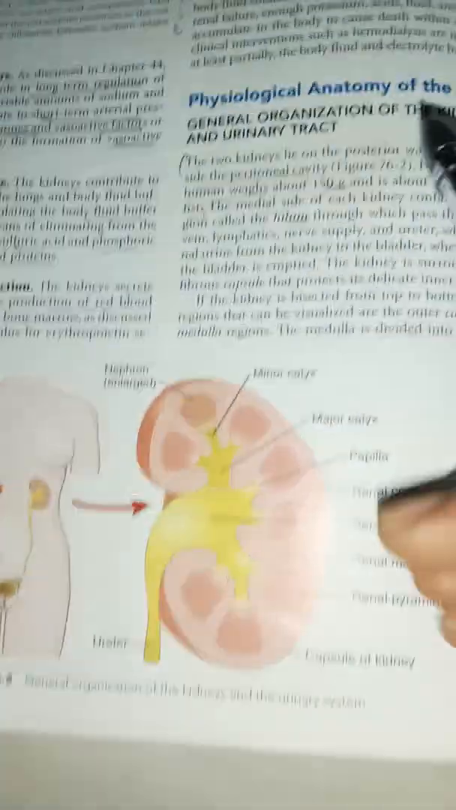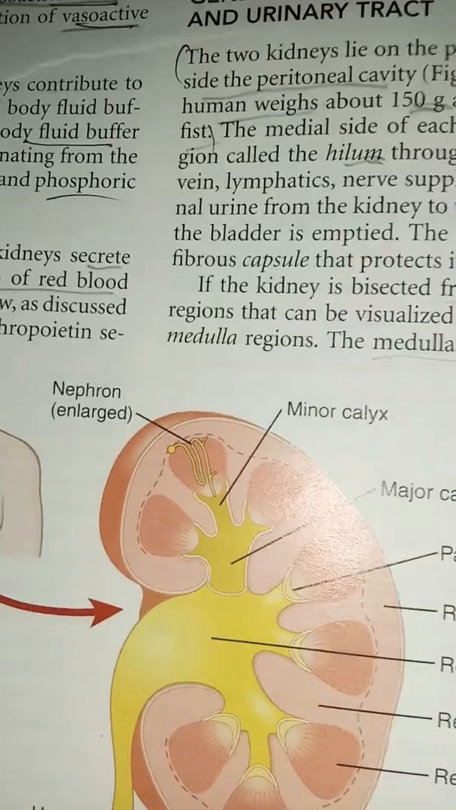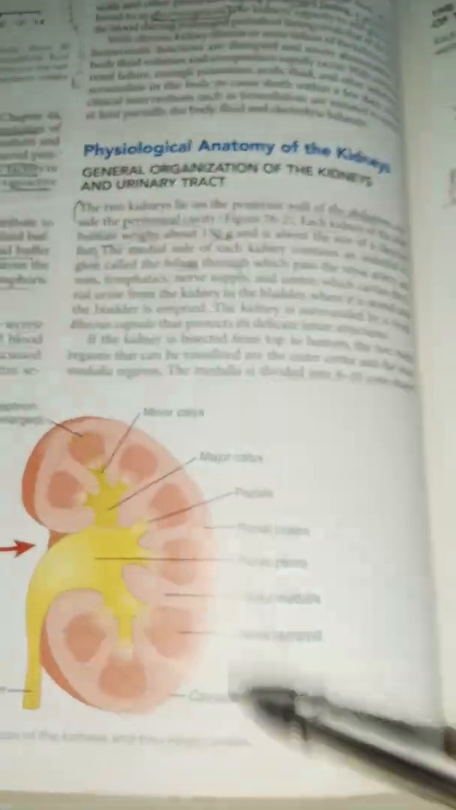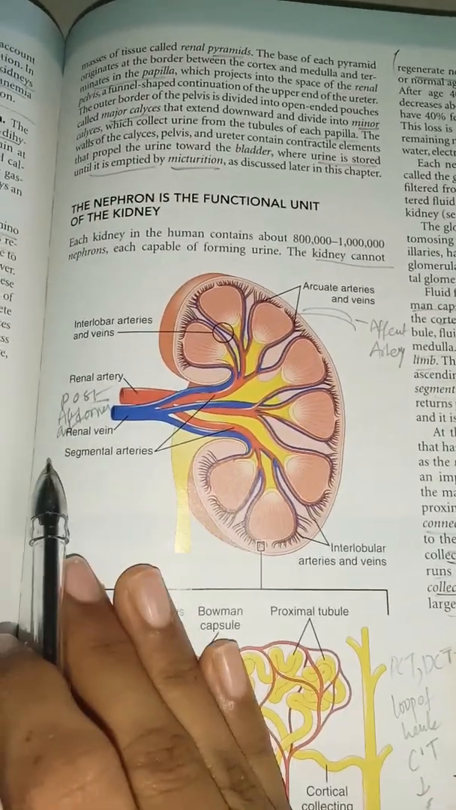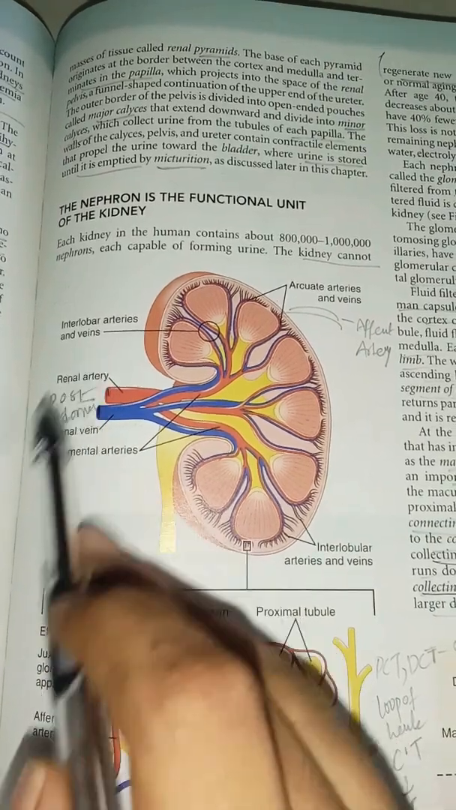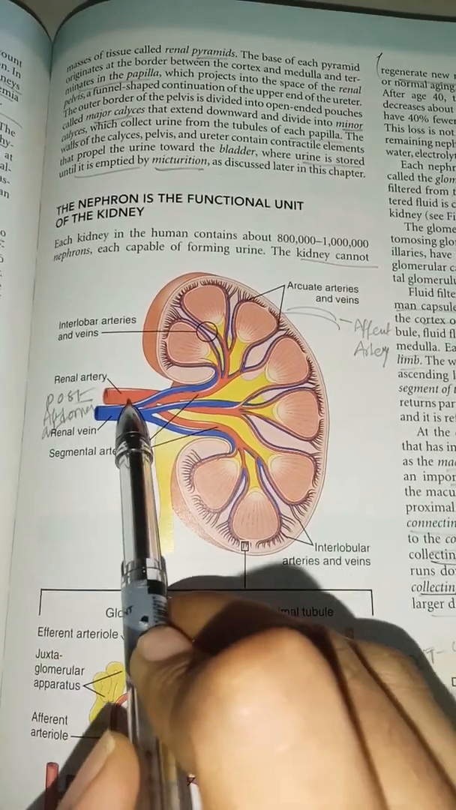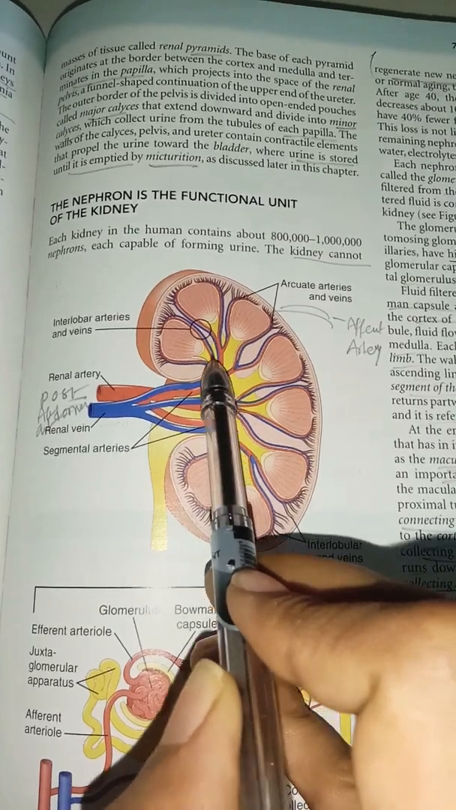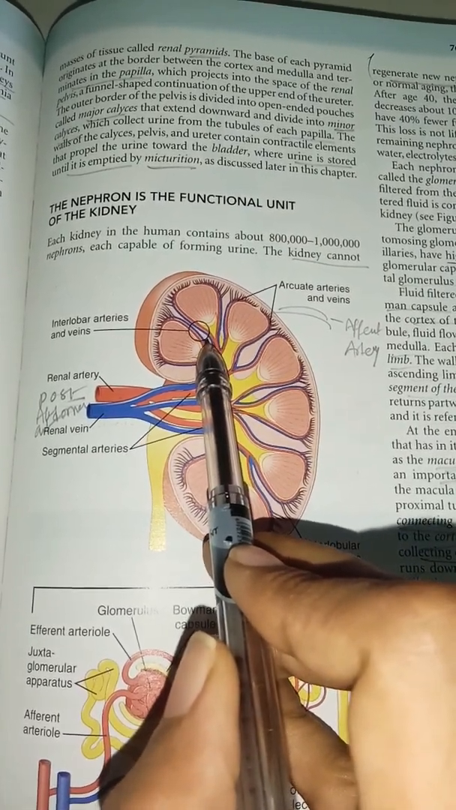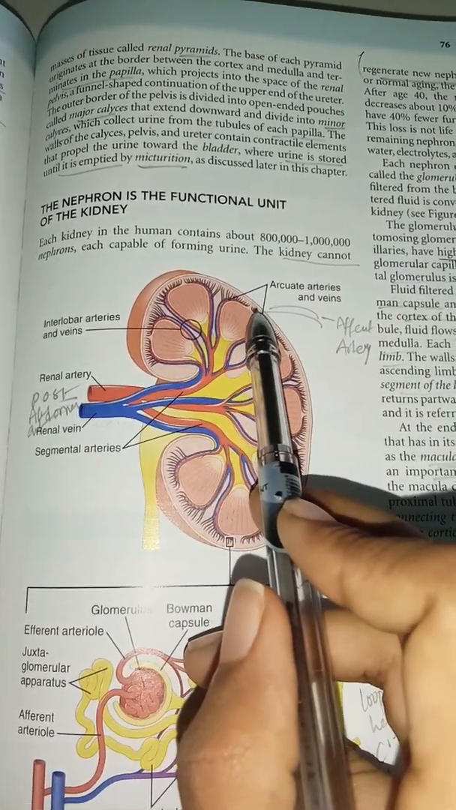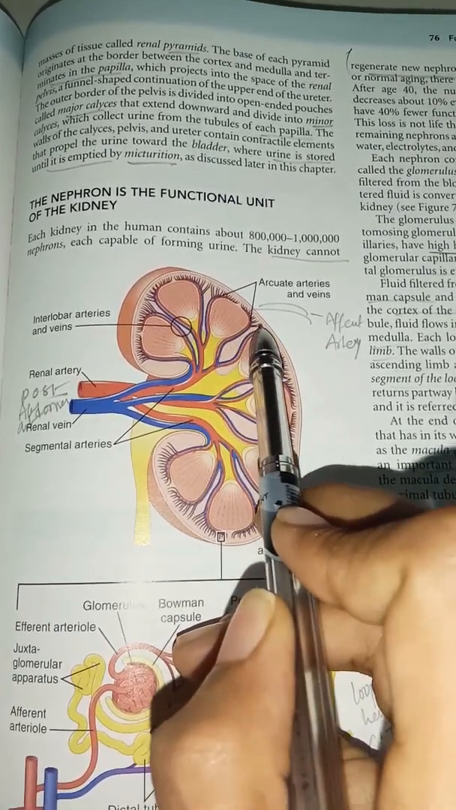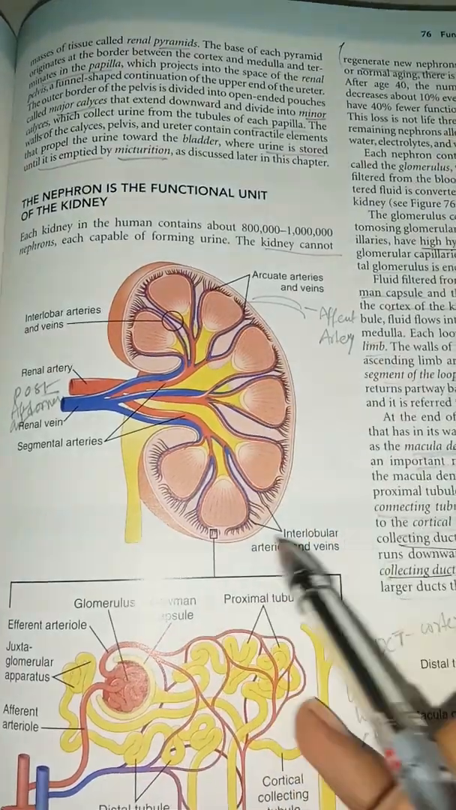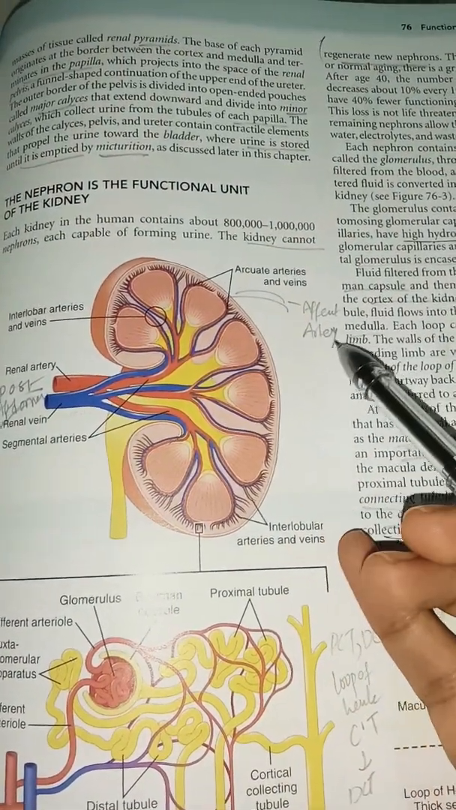Nephron in an enlarged view, you can see here, this is the nephron, this short one. The nephron is the functional unit. I will show you how the blood flows to the kidney. Let us discuss the arteries first. The renal artery will divide into interlobar arteries, then arcuate, then the small branches into interlobular, and later into the afferent artery.